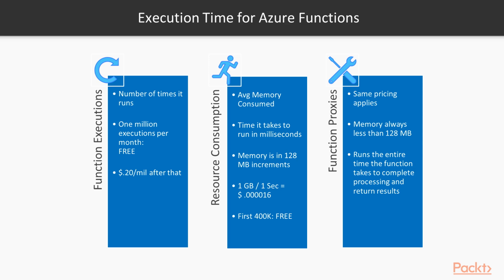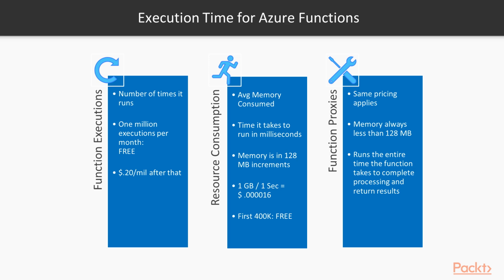The pricing for function proxies is very similar to that of function executions, but it runs a little bit differently. Function executions, you are charged for both the number of times the function starts and the amount of time that it's running. The number of times that it starts is granted for the first million executions per month, and 20 cents per million executions after that.